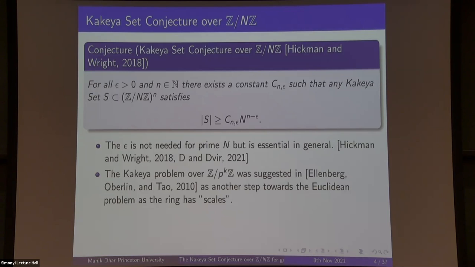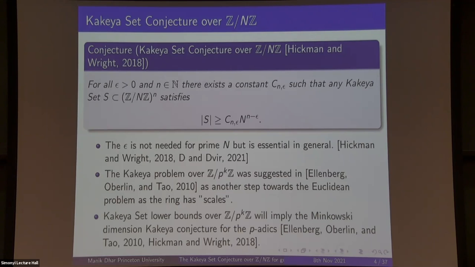So it's fine if you don't really know about this, but another way to think of this is that in some very clear sense, p squared can be thought of as smaller than p, but there is no metric sense that you can impose on just the prime fields like that. So that's basically this other line, that by solving this problem for prime powers, you will be able to solve a Minkowski dimension style Kakeya conjecture for not the Euclidean ring, but for the ring of p-adics.